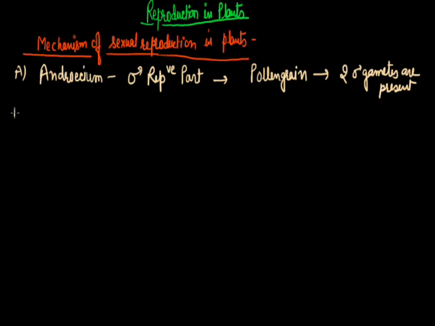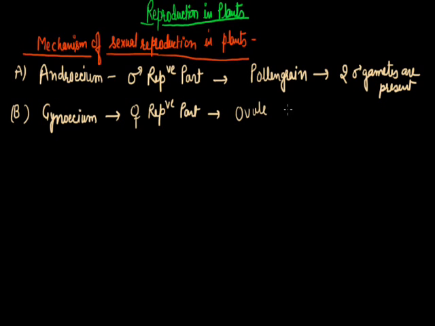Just like that, we have seen about gynoecium, which is the female reproductive part. In that, the ovule is formed, which is a female gametophyte in which one female gamete or egg cell is available. Now today we will discuss how fertilization takes place in plants. But before we start fertilization, we have to talk about pollination in plants.